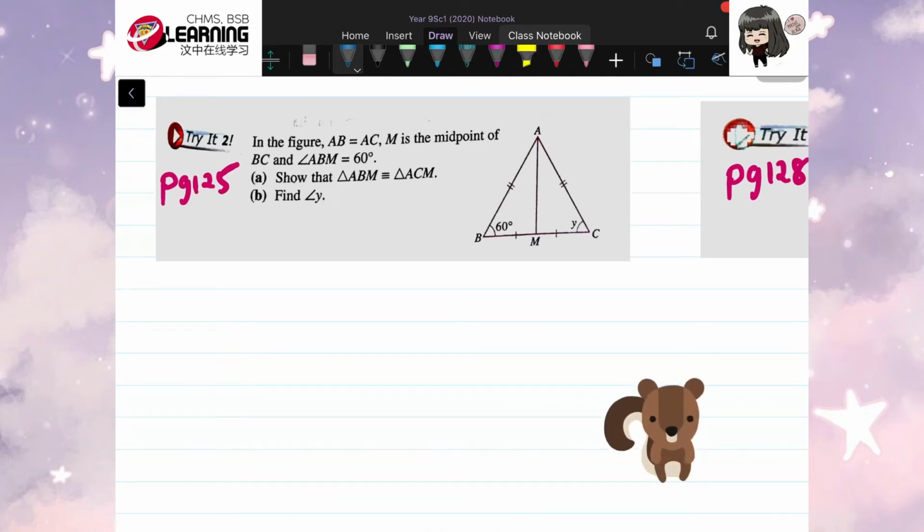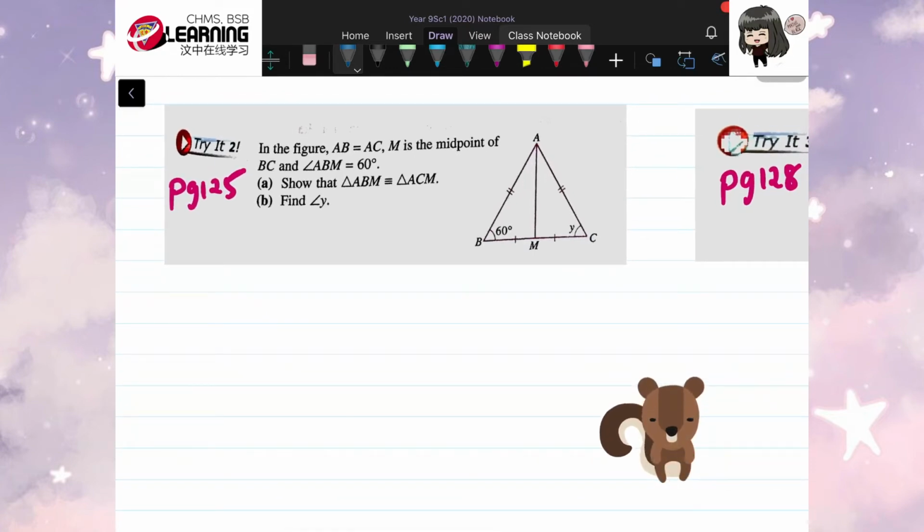Yeah, you need to copy the question and also the triangles. So try it 2. In the figure, AB equals to AC, M is the midpoint of BC, and ABM is 60. Show that the triangle ABM is congruent to triangle ACM.